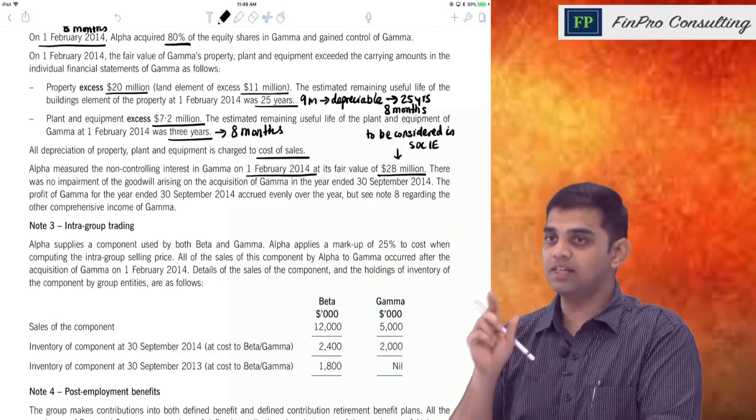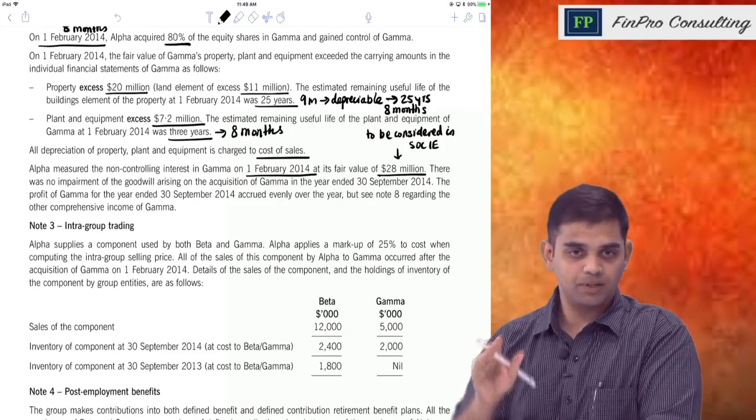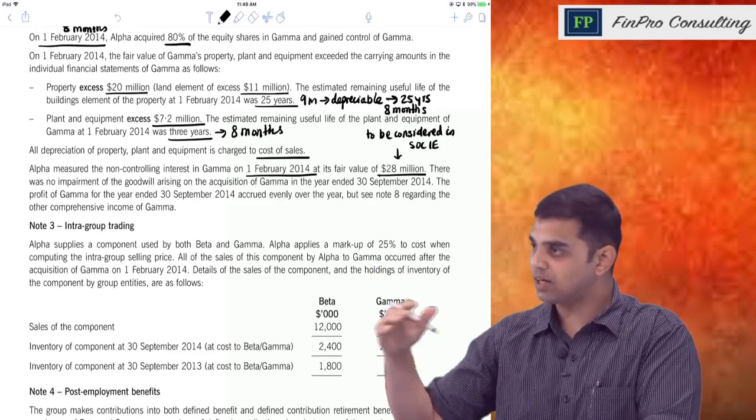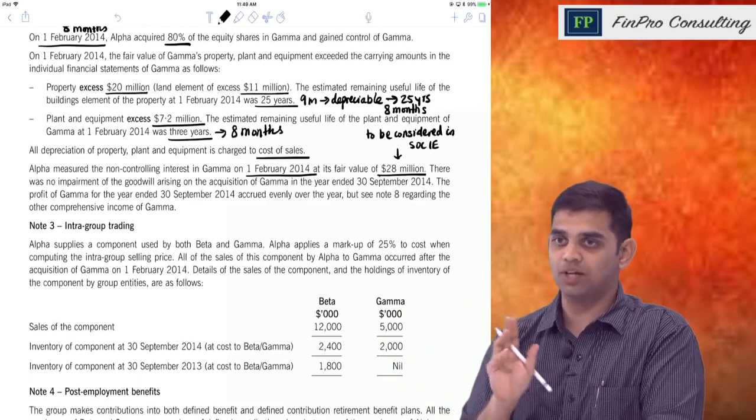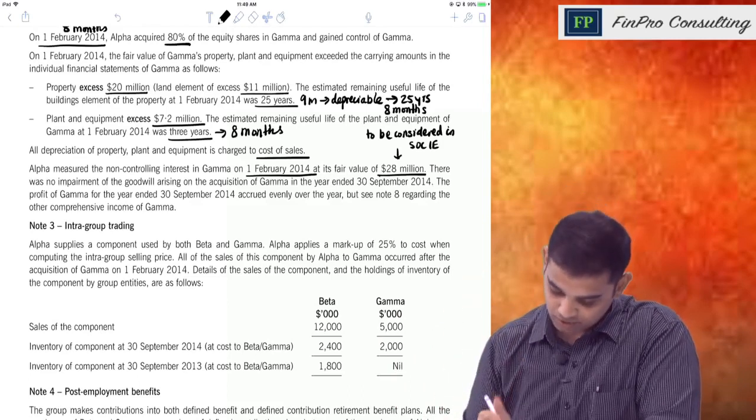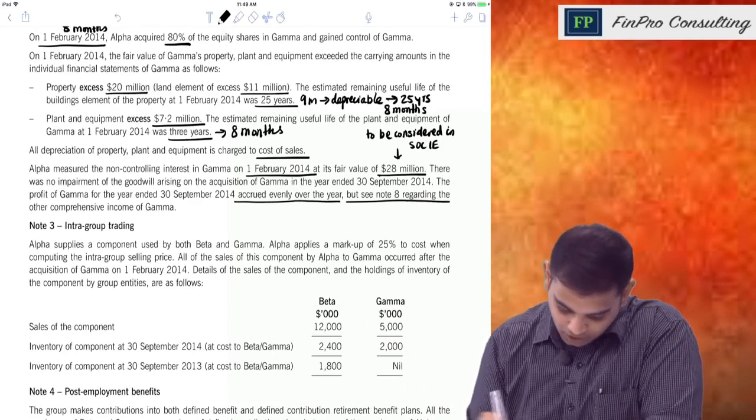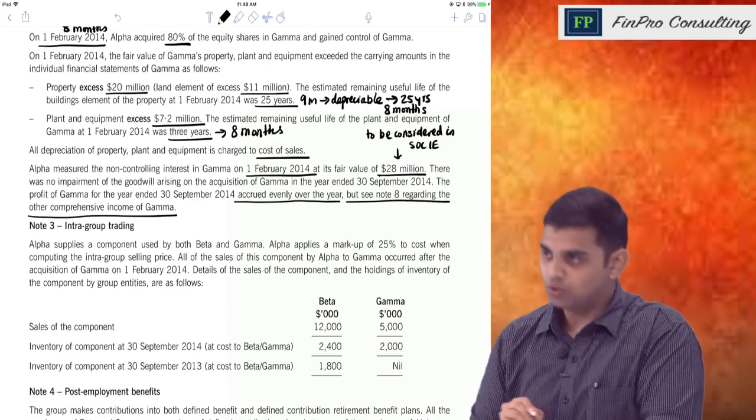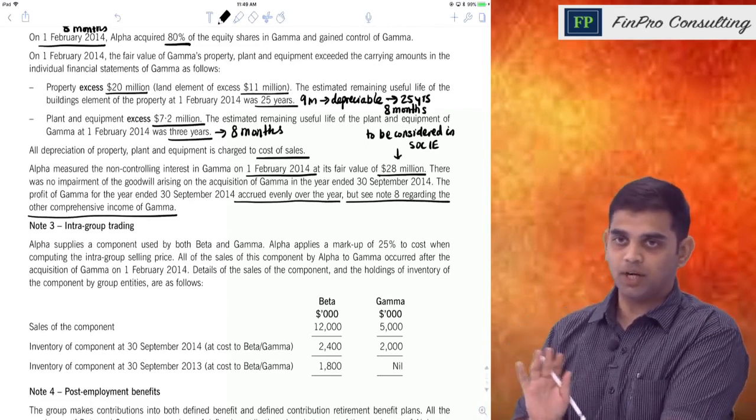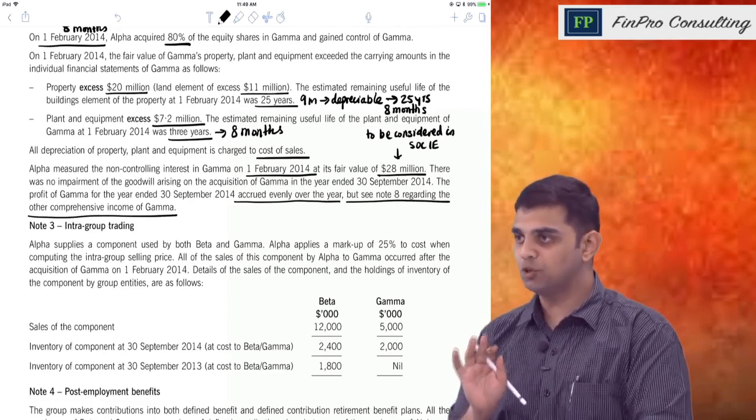Okay. However, there is an exception for other comprehensive income. P&L items are accrued evenly, but OCI items are not accrued evenly. That we will see later on, right? So just underline accrued evenly here, but see note 8 regarding OCI. So for OCI we will not do a pro rata. For P&L items we will do pro rata.